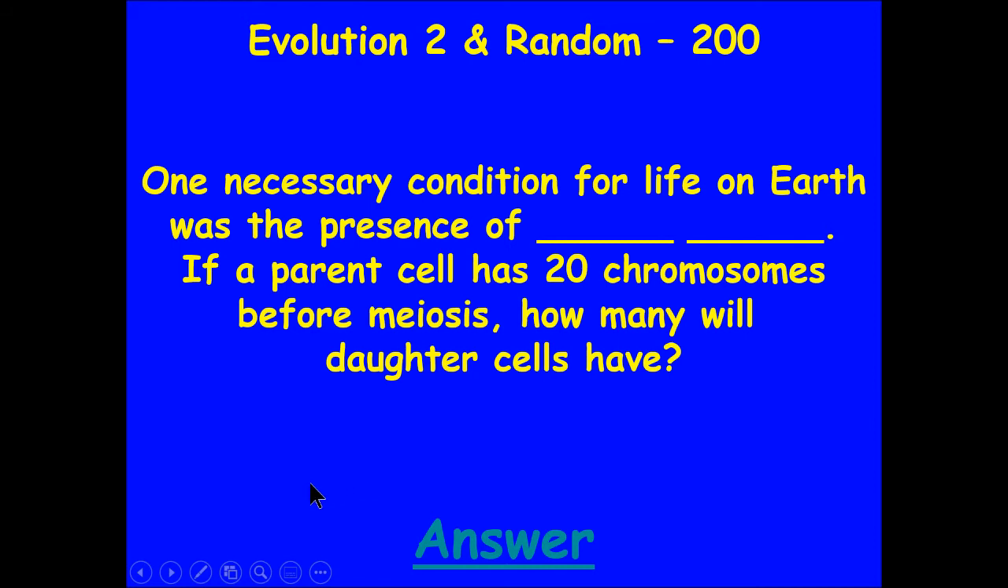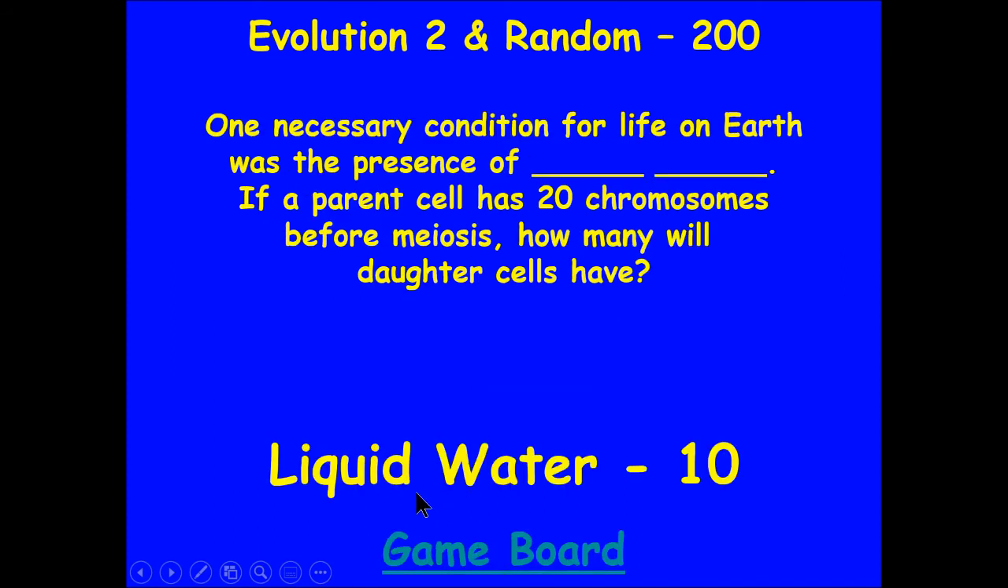One necessary condition for life on Earth was the presence of blank blank. If a parent cell has 20 chromosomes before meiosis, how many will the daughter cells have? Answers coming in 5, 4, 3, 2, and 1. Had to have liquid water. Water is not enough. Water can be frozen, in which you're not going to have any evolution. Water can also be in the atmosphere, which you won't have any evolution in. We believe that bacteria in warm pools of water were where the first organisms evolved.